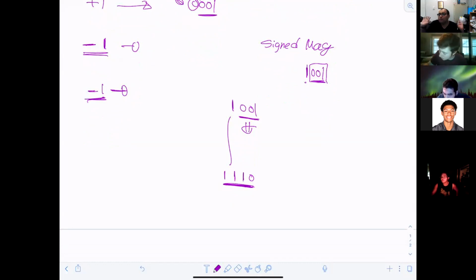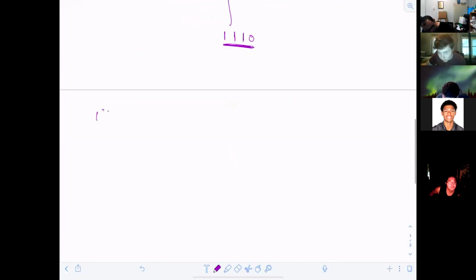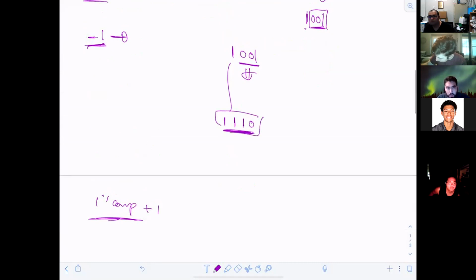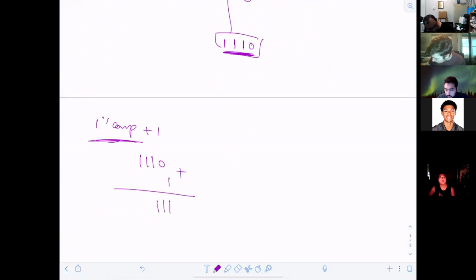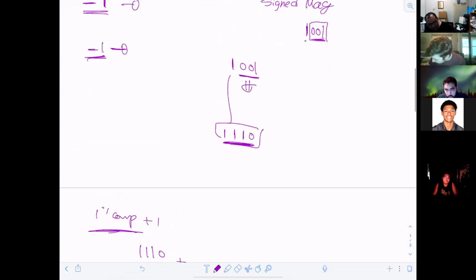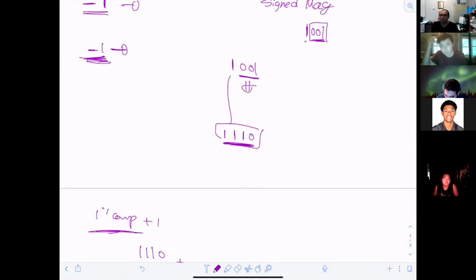Now, the two's complement. Two's complement is one's complement plus 1, right? So it's basically one's complement plus 1. So one's complement of -1 is what? This value, right? So it's going to be 1, 1, 1, 0 plus 1. So at the end of the day, 1, 1, 1, 1 is the two's complement of -1.